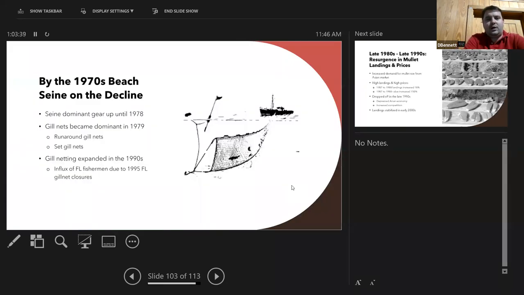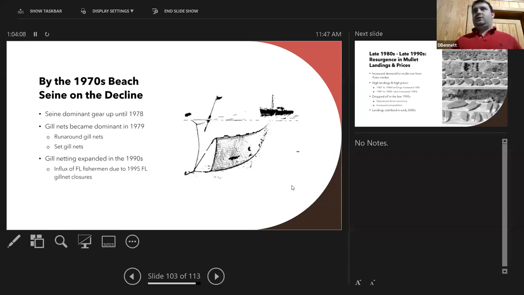By the 1970s, the haul seine on the beach goes into decline, and gill netting becomes much more prominent in North Carolina for catching it. For instance, you have runaround gill netting, where a gill net is deployed from a boat and you encircle your schools of fish out in the water. So it's a near shore fishery, which can also be conducted out in the sounds.